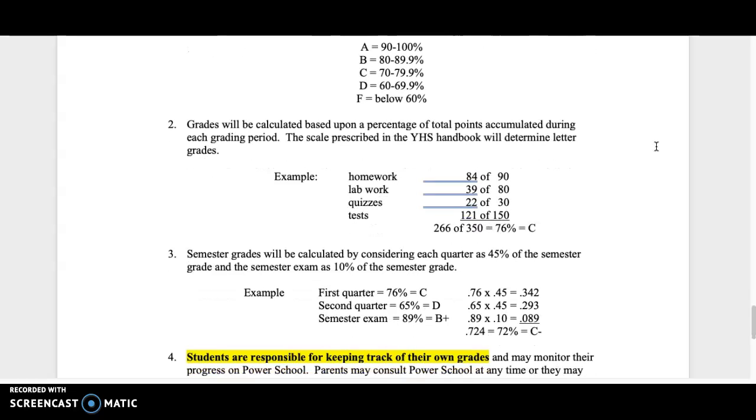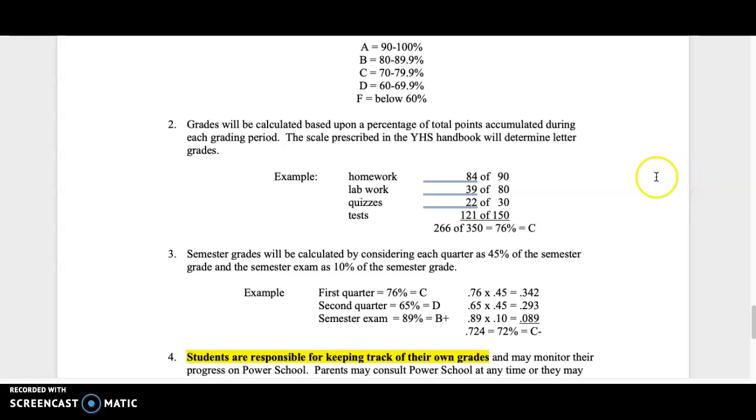Now, the way the semester works here at the high school is the first quarter is 45% of your grade, second quarter is 45% of your grade, and as I mentioned earlier, your semester exam will count 10%. So I take your grade from the first 9 weeks and multiply that by 0.45. Do the same for the second 9 weeks, and then finally I multiply your semester exam times 0.1. I will add those numbers again. That'll give me a percentage, and that will be assigned a grade.